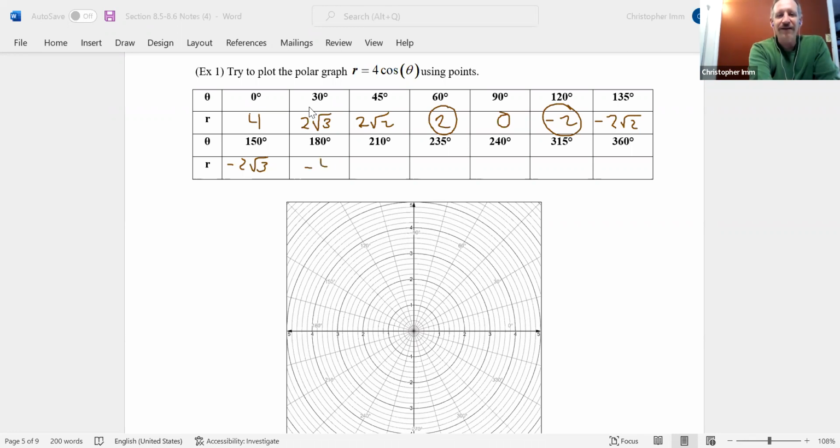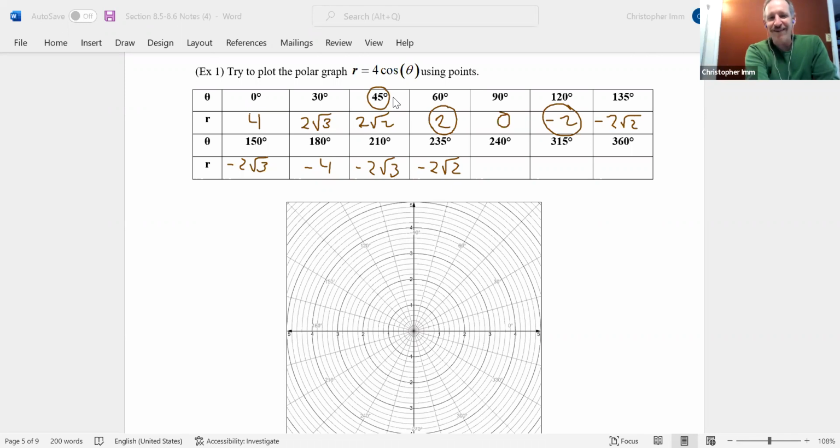And finally, Laura, did you get 210? -2 square root 3. Yeah, that's right. Excellent. So you can sort of see the symmetry. I'm guessing that if we kept going on, this would be a -2 square root of 2 because we're in quadrant 3, but we're equivalent to 45.